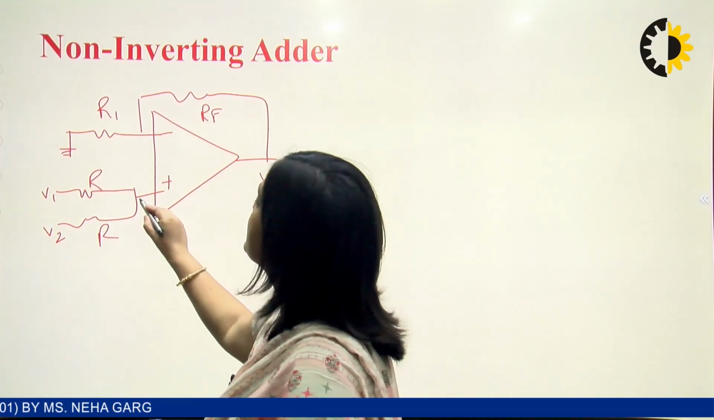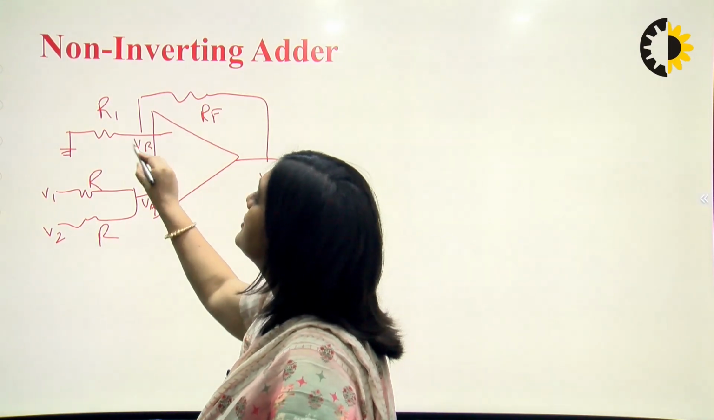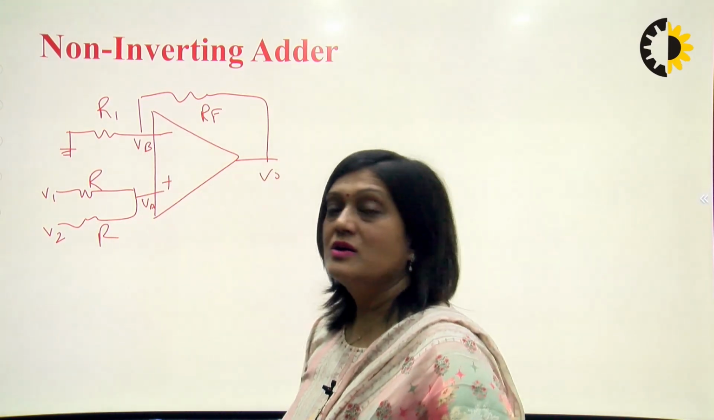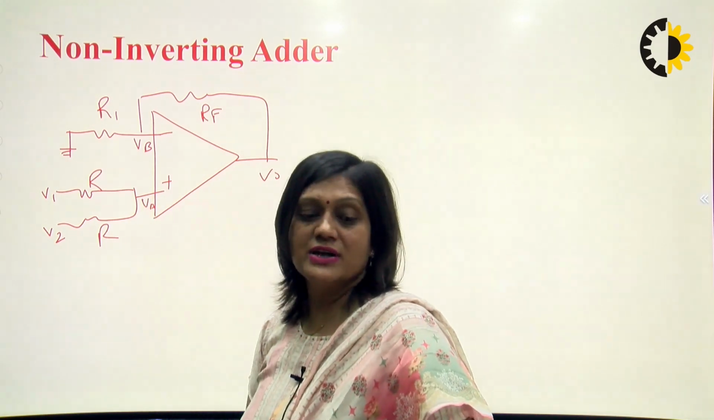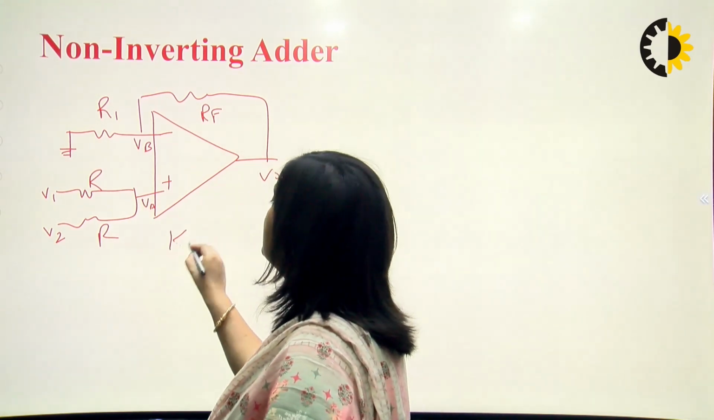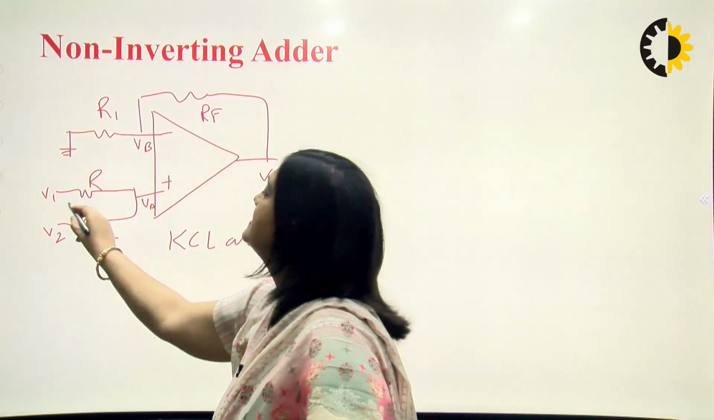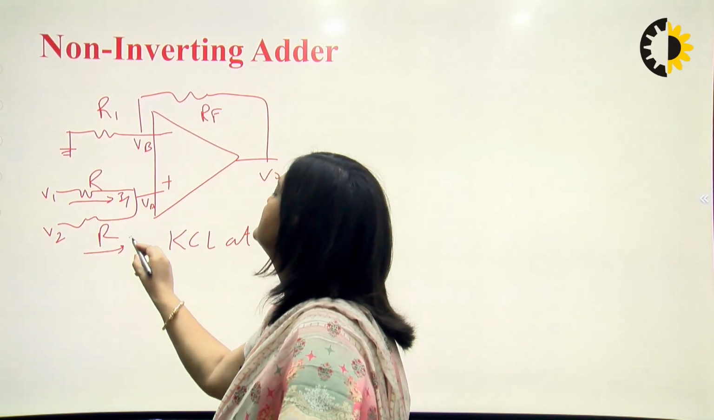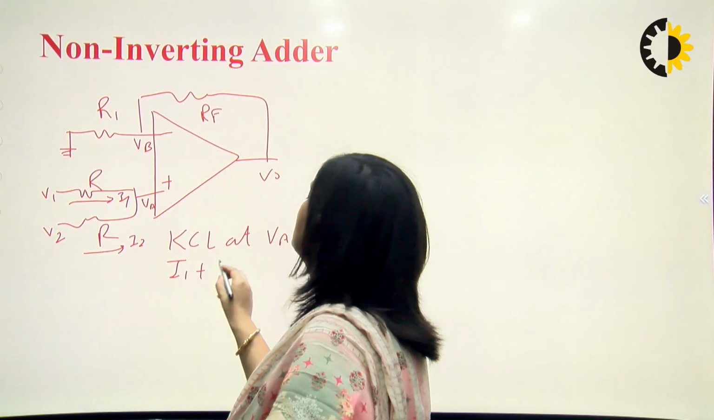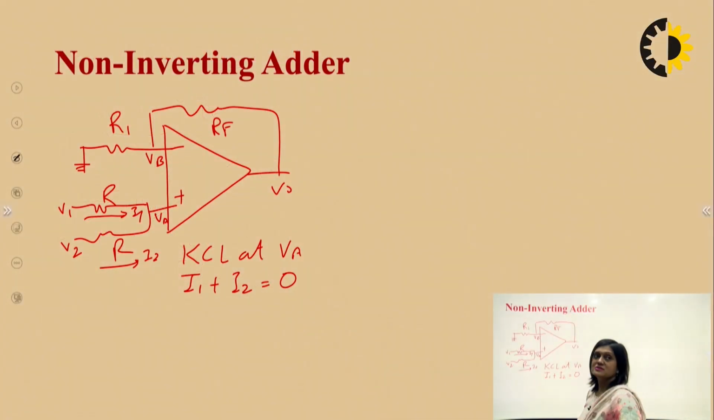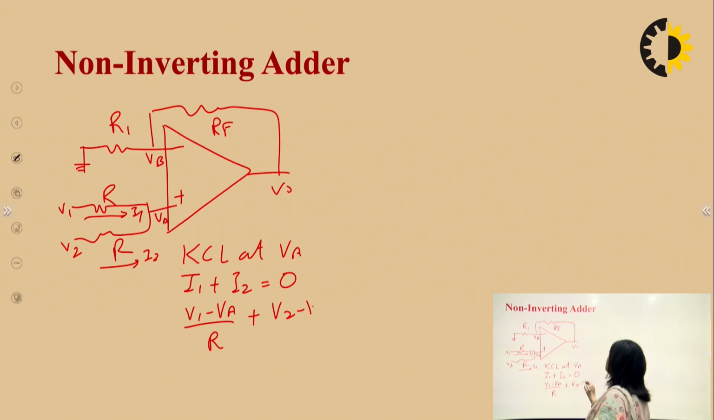So we will find the voltage here, VA, and this is our VB. Here this VA is not grounded, so we will have to find the voltage at the VA terminal. So we will apply KCL at the VA terminal. For applying KCL, this is I1 and this is I2. The sum of all incoming currents I1 plus I2 will be 0. So V1 minus VA upon R plus V2 minus VA upon R is equal to 0.